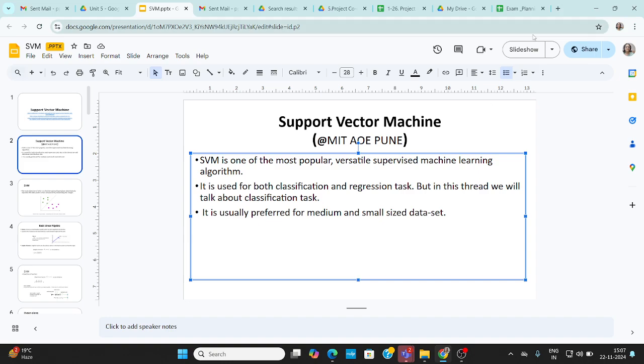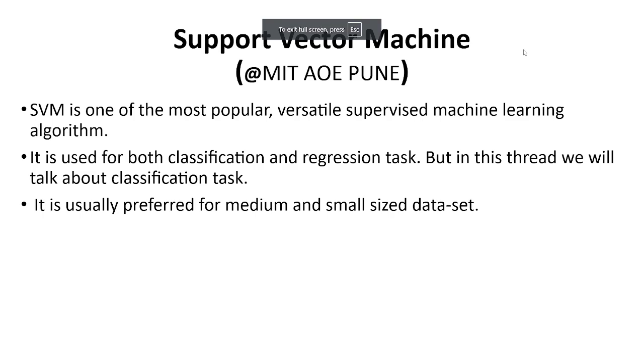Today I am going to explain the topic of the support vector machine, the hyperplane, and the types of SVM. A support vector machine is one of the most popular and versatile supervised machine learning algorithms. It is used for both classification and regression tasks, but in this talk we will focus on the classification task. It is usually preferred for medium and small size data sets.